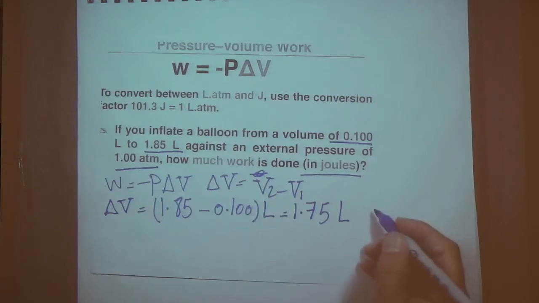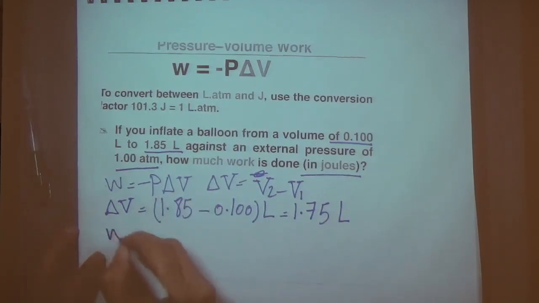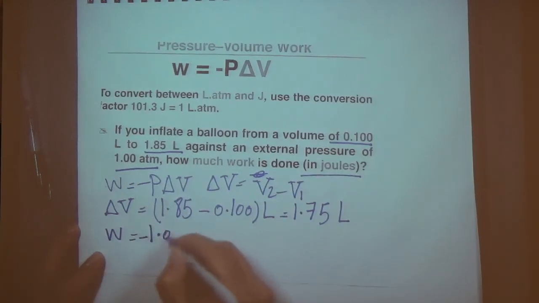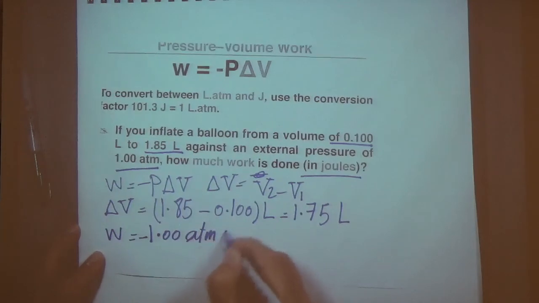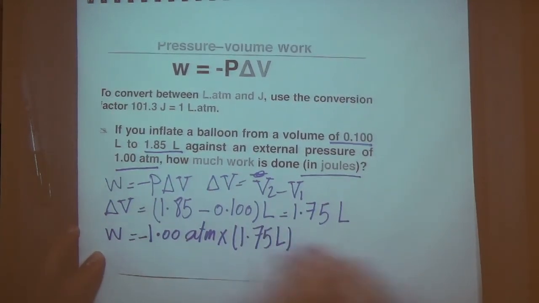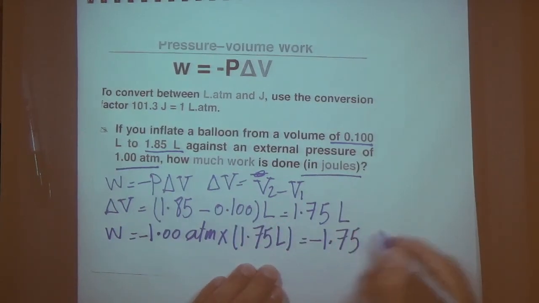Now, I need to take this one and multiply it by the pressure. So work is going to be equal to minus 1 atmosphere multiplied by 1.75 liter, which is going to be minus 1.75 atmosphere liter.